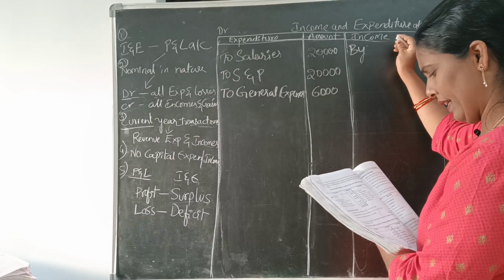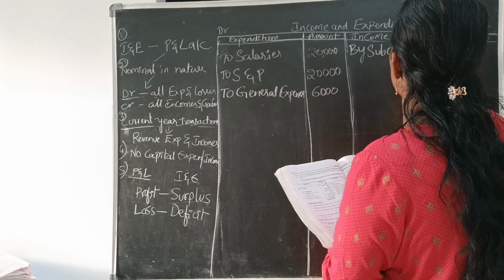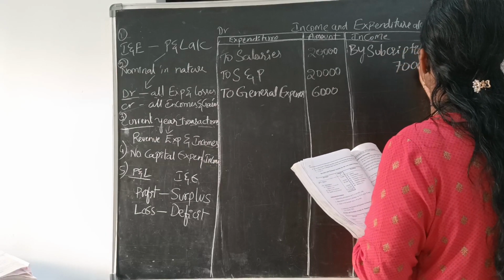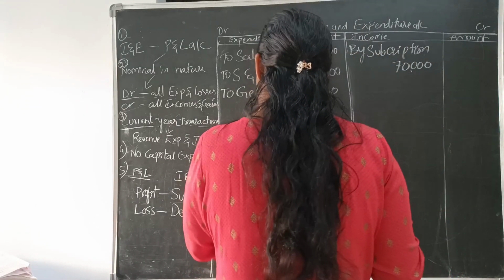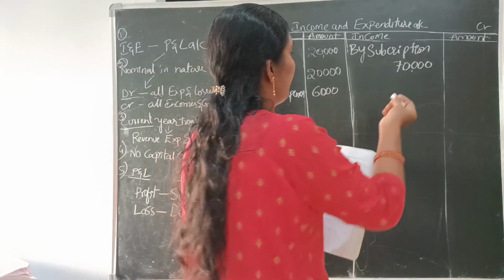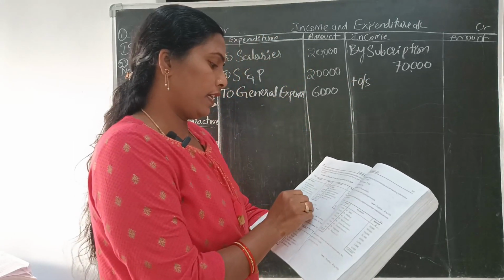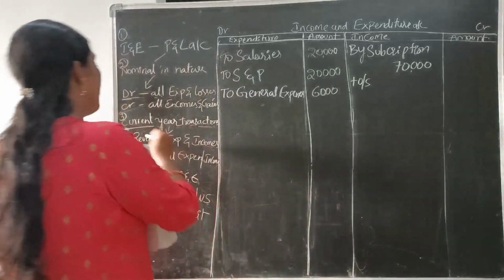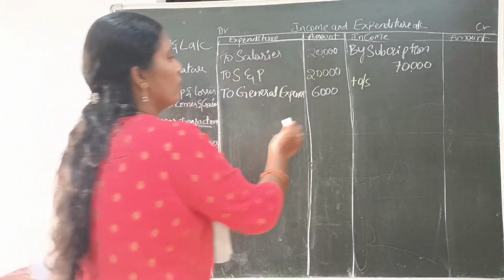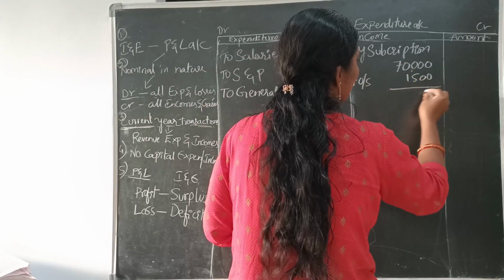Coming to the income side, subscriptions. Subscription is a receipt, and there is an adjustment with the subscription. So write 70,000, and the adjustment is outstanding subscription on 31st March 2019, 1500. So add outstanding. Outstanding on 31st March means current year, so we post only current year transactions, current year revenue incomes. The amount is 1500.